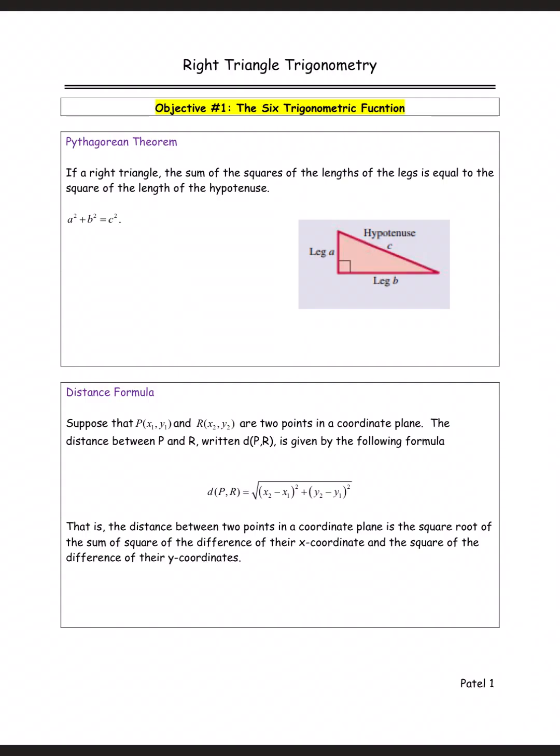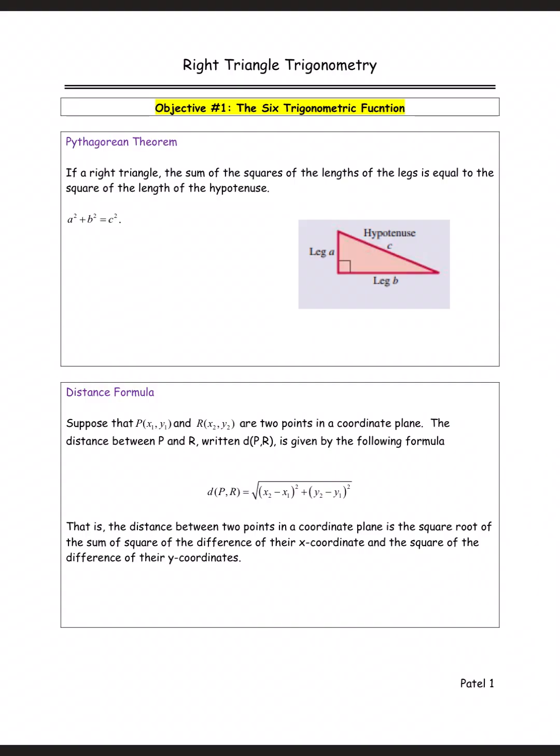Distance formula. Suppose that you have two points in the coordinate plane, P (x1, y1) and R (x2, y2). The distance between P and R, written d(P, R), is given by the formula: d(P, R) equals the square root of the quantity (x2 minus x1) squared plus the quantity (y2 minus y1) squared.